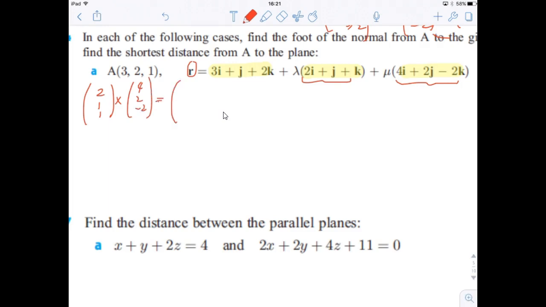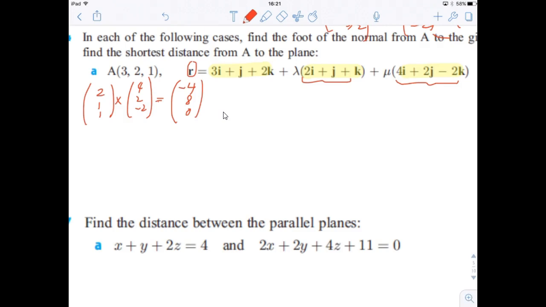And so that's going to give us negative 2 minus 2, which is minus 4. And it's going to give negative 4 minus 4, which is negative 8, positive 8, because we take the negative of that. 2 times 2 is 4, minus 4 is 0. So the normal vector to this plane is negative 4, 8, 0.